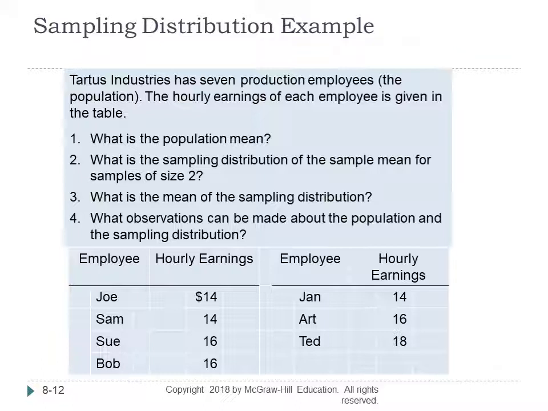We'll find out that it is equal to the mean for the population. What is the mean for the sampling distribution? Of course, first we start by calculating the population mean, and then we will see how to calculate the mean for the sampling distribution, and it will turn out to be the same number. Fourth thing we would like to do is see what observations can be made about the population mean and the sampling distribution. But here is the table that has a list of the hourly earnings for the 7 employees.